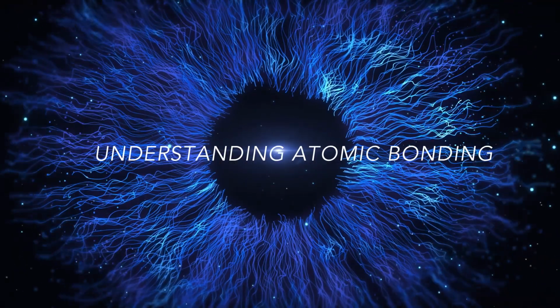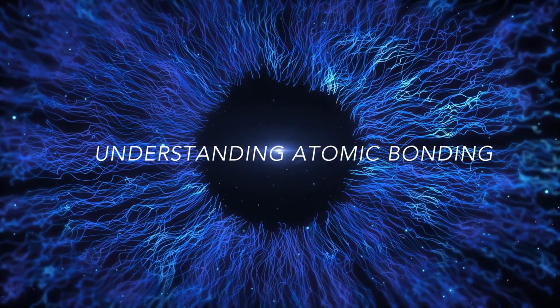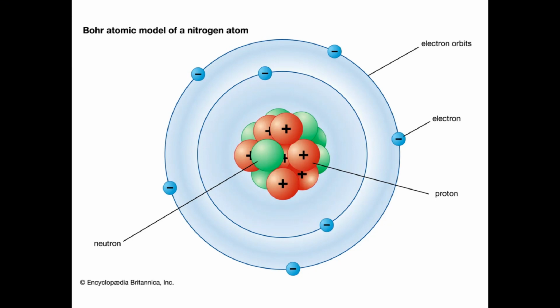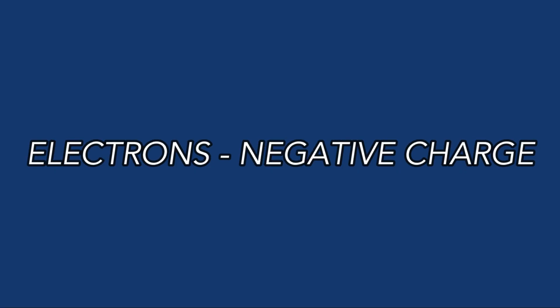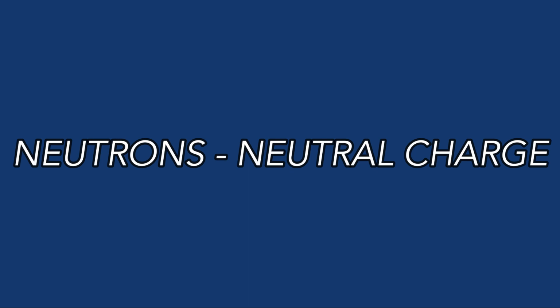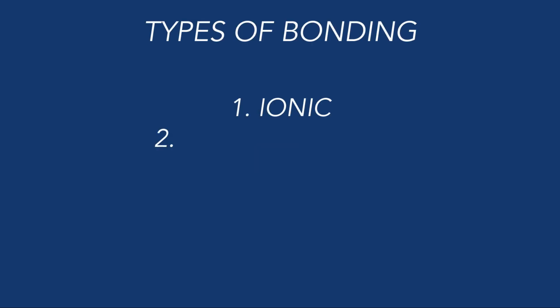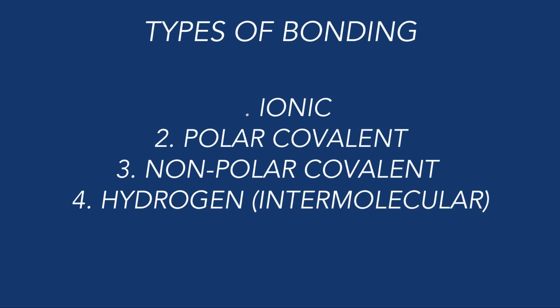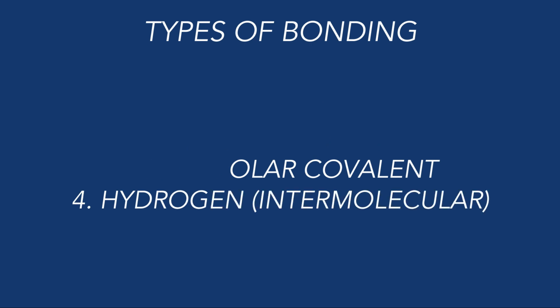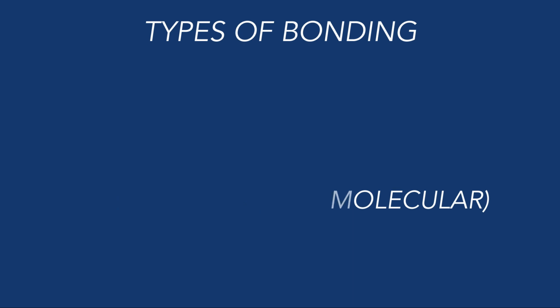Alright, let's get into today's video where we're going to be talking about atomic bonding. You'll probably already know that an atom is the smallest unit of matter that is unique to a particular element, and that atoms are composed of protons, electrons, and neutrons. Now there are 4 types of bonding that you have to be familiar with in your studies, being ionic, polar covalent, nonpolar covalent, and hydrogen bonding, which is a type of intermolecular bond.